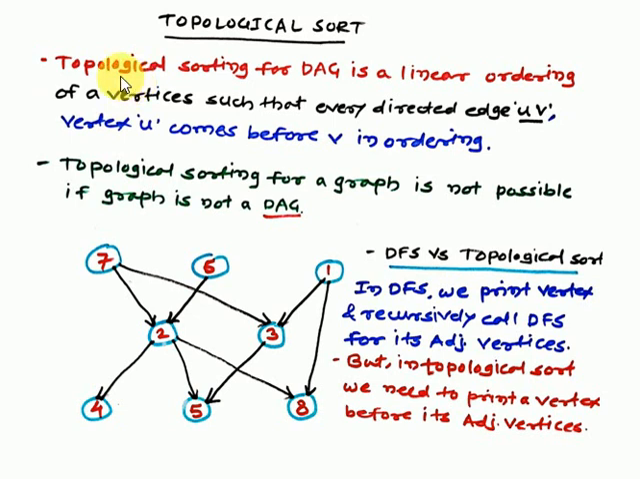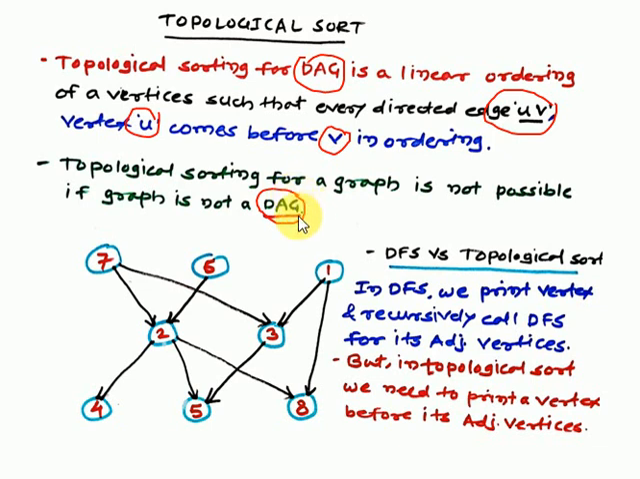According to the definition, the topological sorting for a directed acyclic graph is a linear ordering of vertices such that for every directed edge uv, that is an edge from vertex u to vertex v, vertex u comes before vertex v in the ordering. A very important thing about topological sorting is that this concept is only applicable for a directed acyclic graph. That means it is not applicable if the graph is not a DAG.